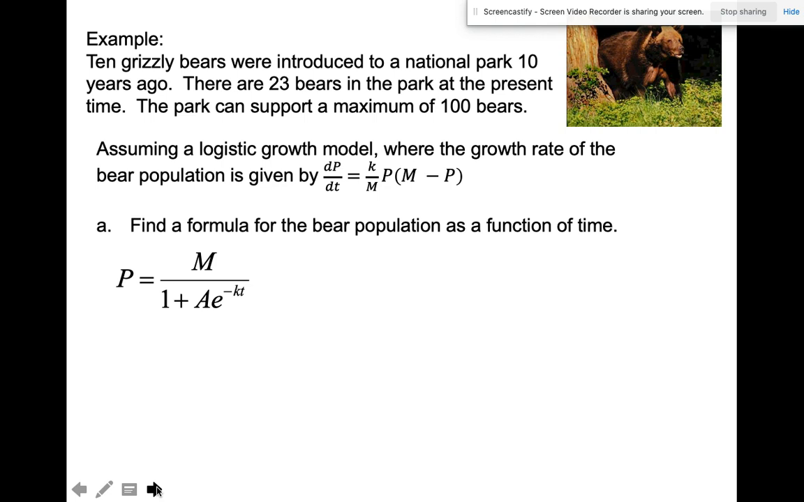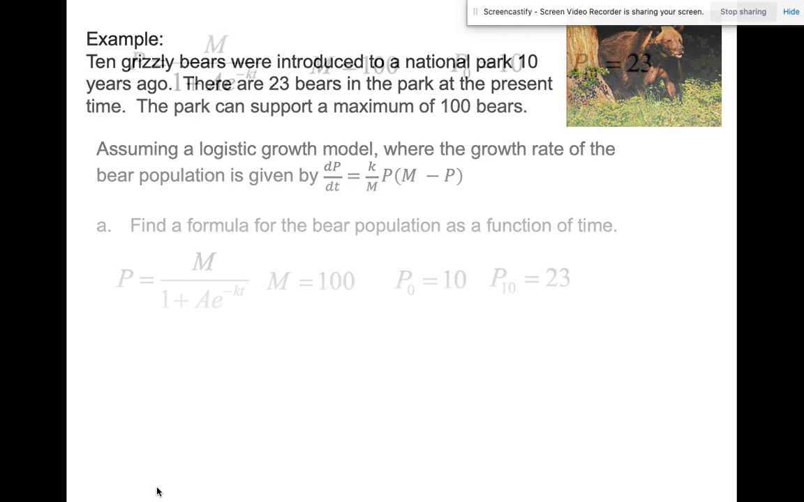So whether you remember it this way or you remember it as mice, it doesn't matter as long as you are able to fill in the appropriate information. M is 100. My initial population was 10. That is not A, but I'm going to use it to find A. And I'm also going to use the point that 10 years later, there were 23 bears, so I did have population growth.